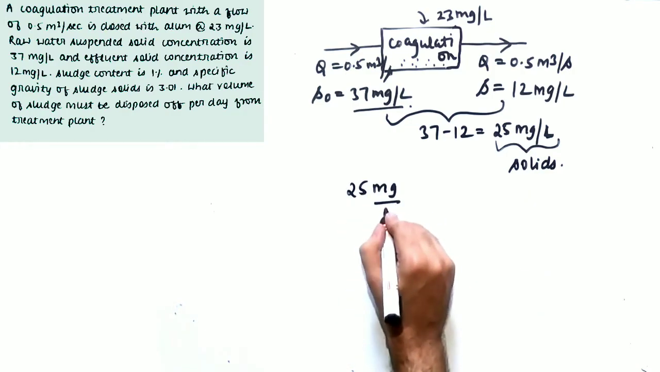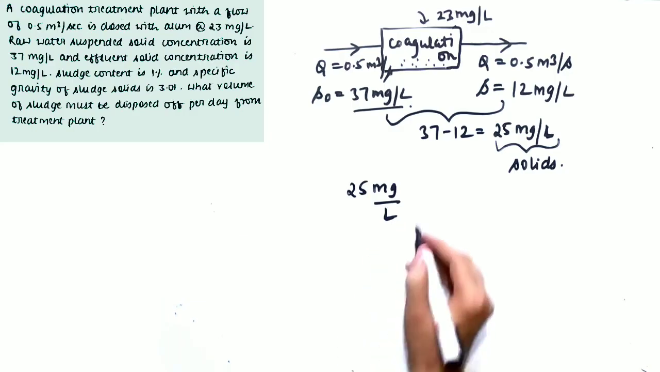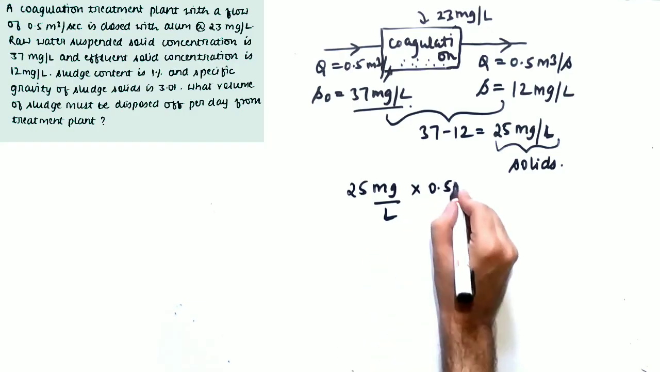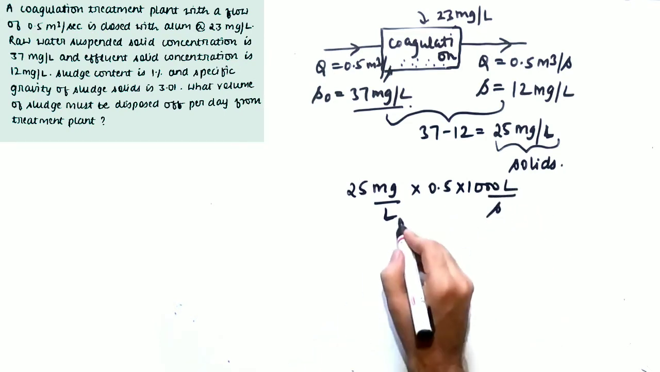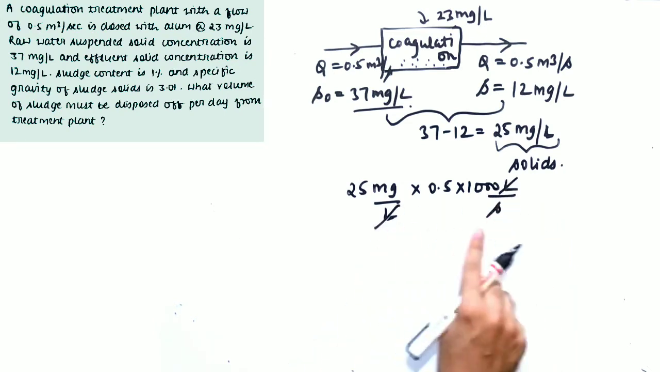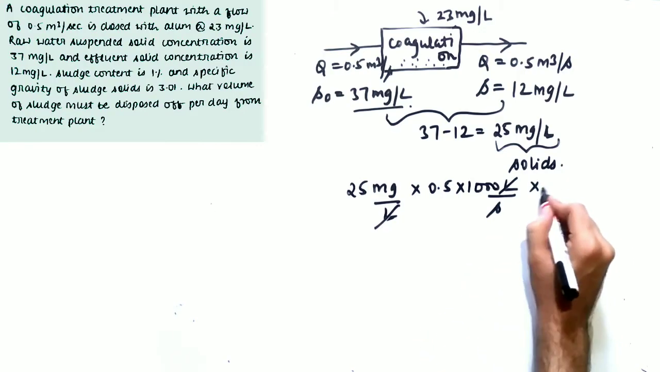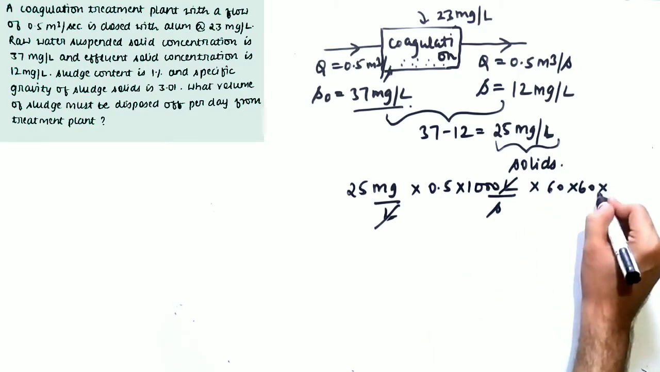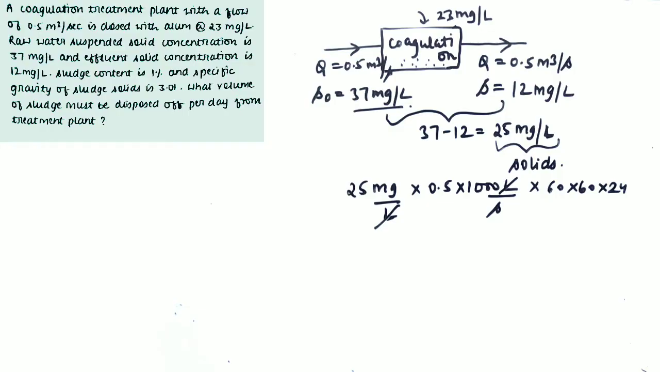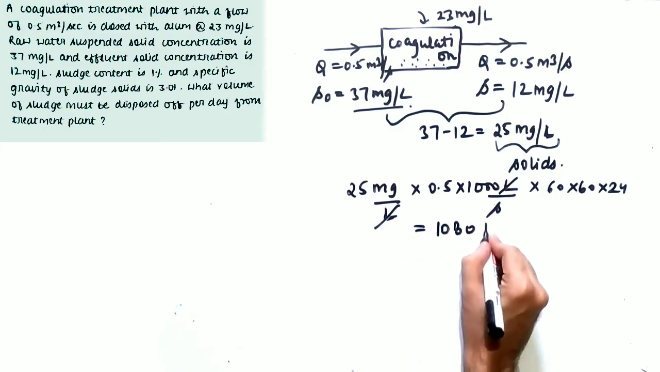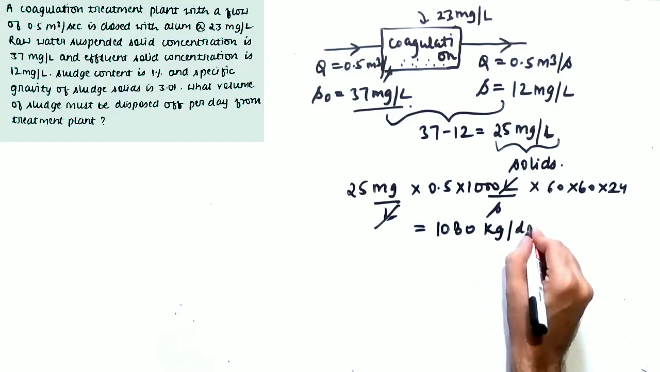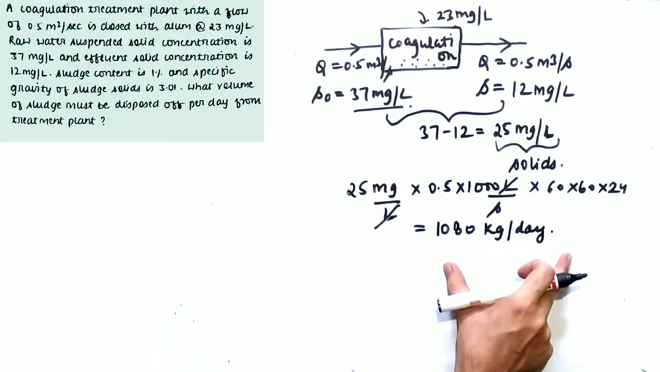We can calculate it in terms of kilogram per day by multiplying it by 0.5 into 1000 liter per second. So this will give the answer in milligram per second. By multiplying it by 60 into 60 into 24, you can get the answer in kilogram per day. So this will turn out to be 1080 kilogram per day. So this is one part of the solid.